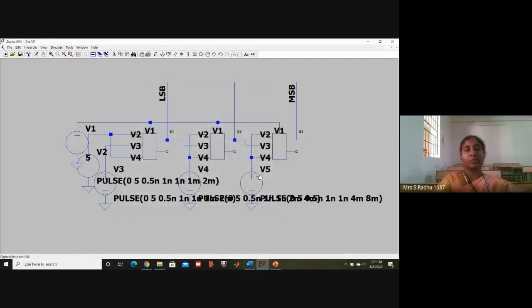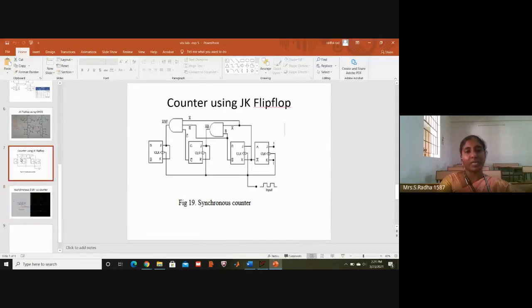Okay. Why I am calling it asynchronous? Asynchronous counter means every stage clock is different. This is first flip-flop, clock is input we are supplying, and second flip-flop, clock is from the previous output. Third flip-flop, clock is center one from the previous output. Every stage JK flip-flop is having different clocks, so it is asynchronous counter. Synchronous counter means all the JK flip-flops will have same clock.